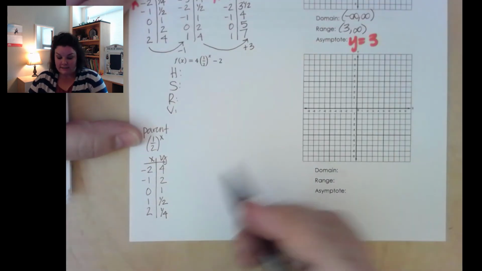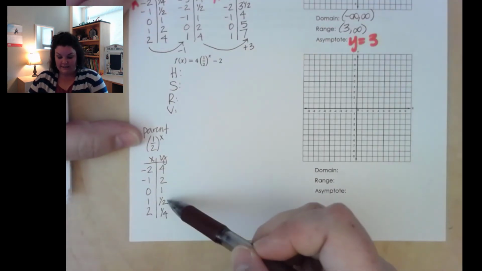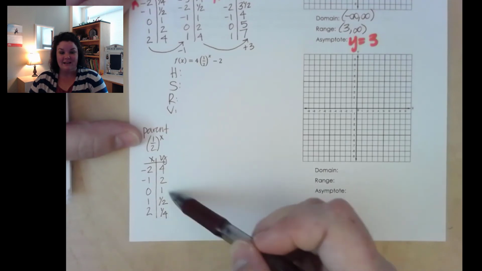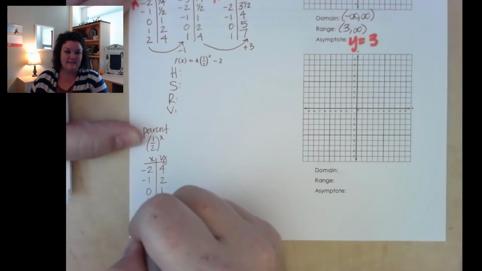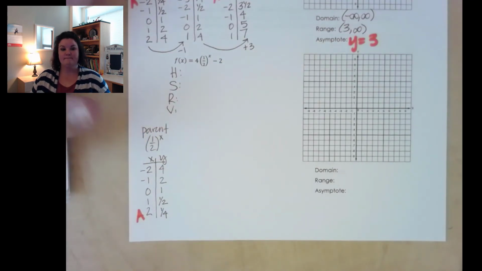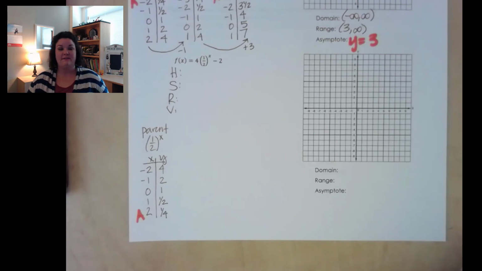Okay. Notice this is the end where I see my y values getting teeny tiny, right? So on this one, I know my asymptote is going to be closest to this point. All right. So now let's go ahead and identify what transformations have happened.